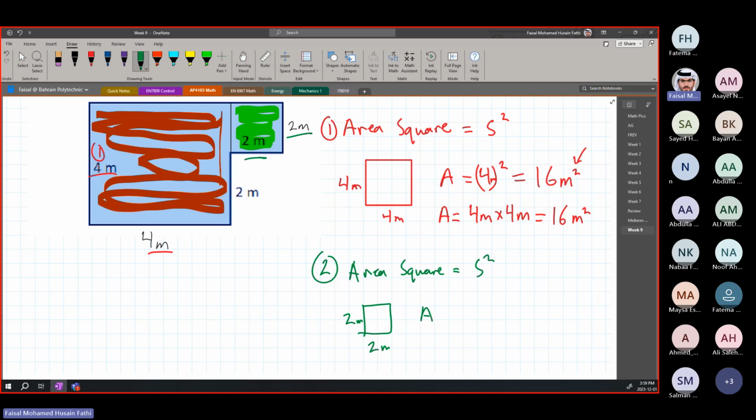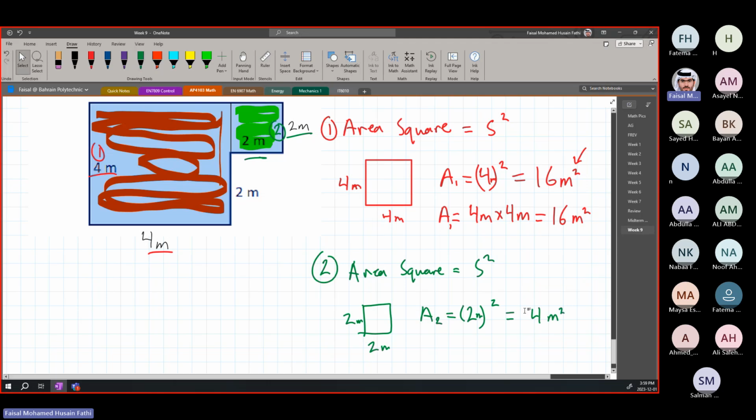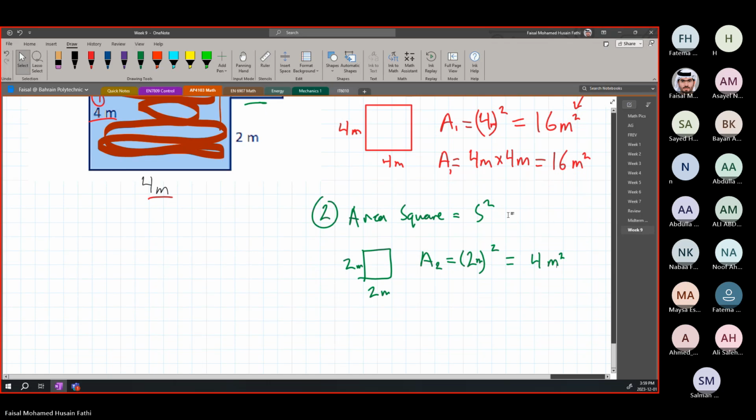So the area is just simply going to be equal to, let's call this area 2. Let's call these area 1, so there's no confusion later on. Area 2, this is shape 2 over here. Area 2 is equal to 2 meters all squared, which is equal to 4 meters squared.